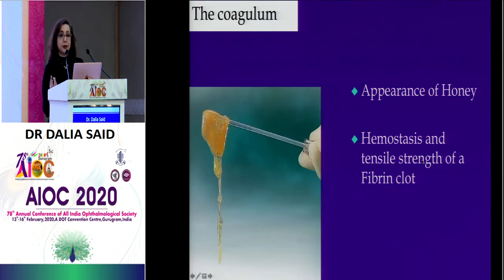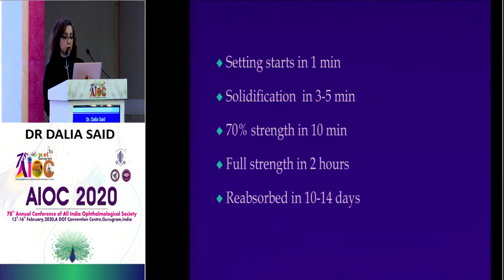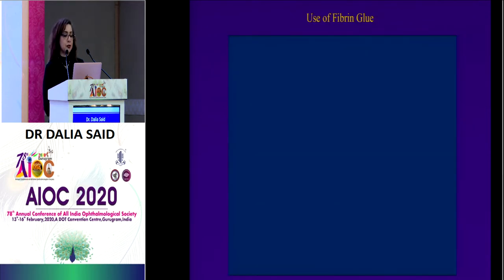And it appears like honey when it polymerizes, and it has the tensile strength of a fibrin clot. So once you put the fibrin glue, it starts to set in 1 minute. You've got 3 to 5 minutes for it to solidify, so you've got some time to manipulate it in the tissue. It reaches 70% in 10 minutes, and it can be full strength in 2 hours, and it's there for about 10 to 14 days. So this is an example where we use fibrin glue in pterygium surgery.